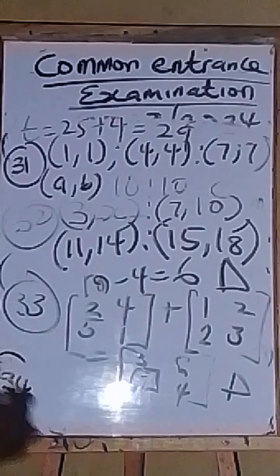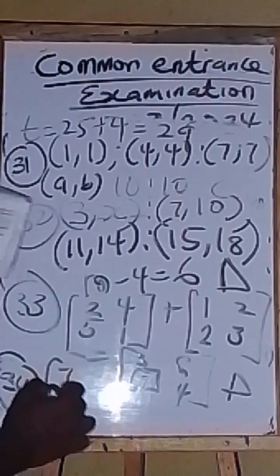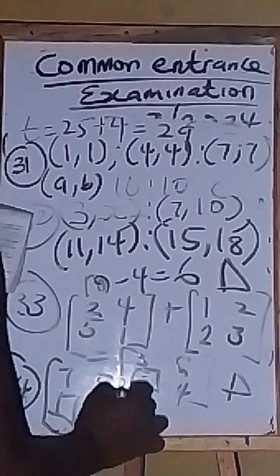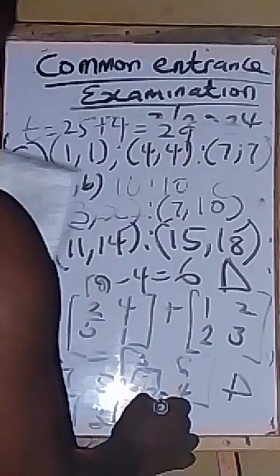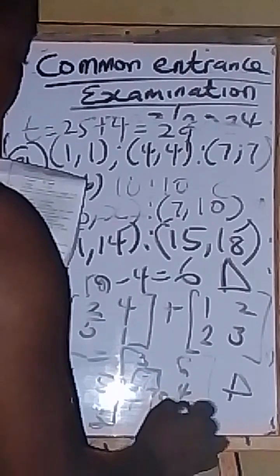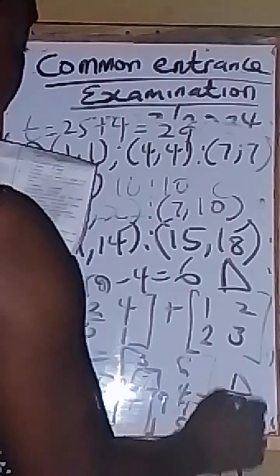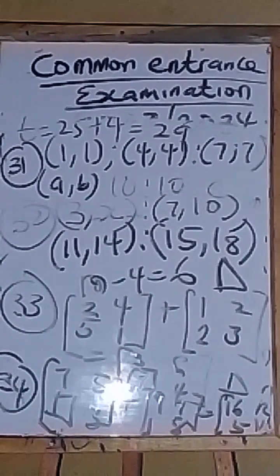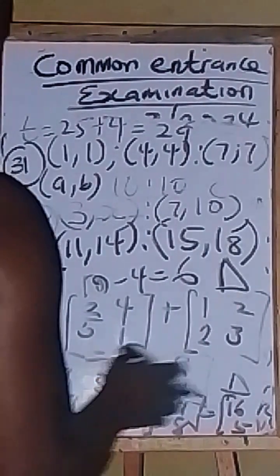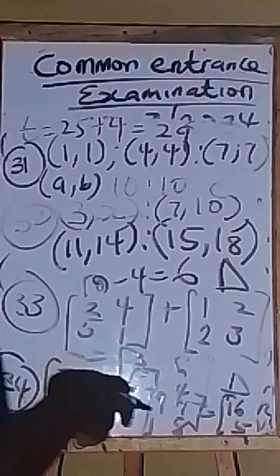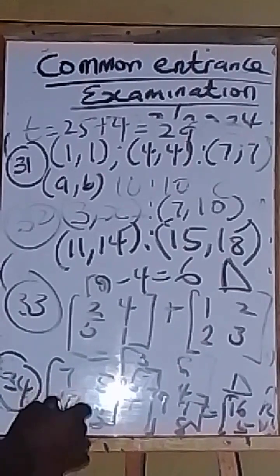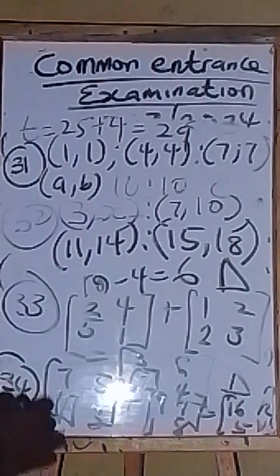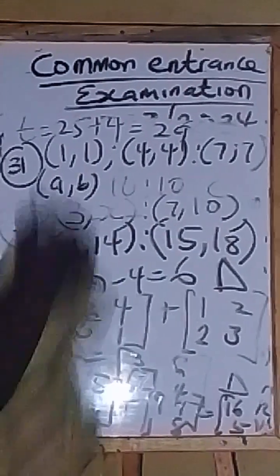The next one, 34. We have 7 5 3 plus 9 1 7 8 equals 16 5 12 11. So all the way to here, 7 plus 9 is 16. So here, subtract 1 from 5. What do we have? 4. So 4 plus 1 is going to give us 5. So the answer is E. Now let's see the next one.